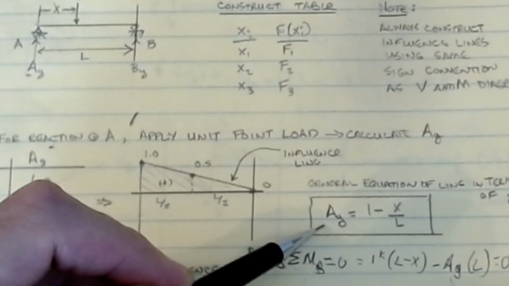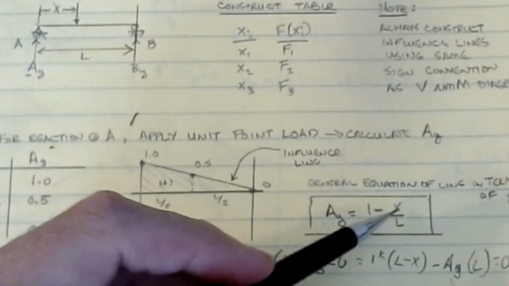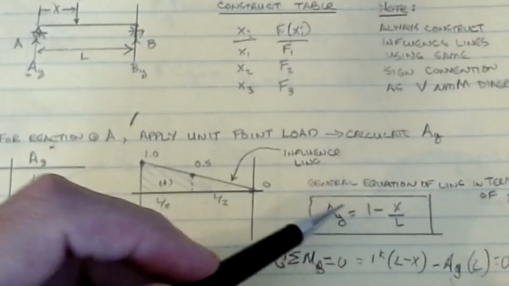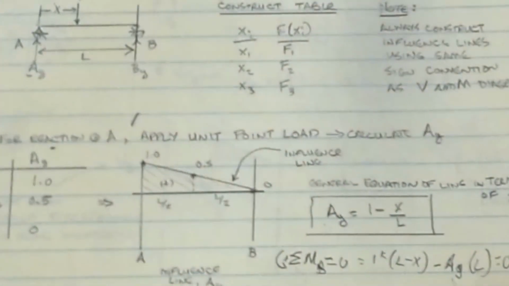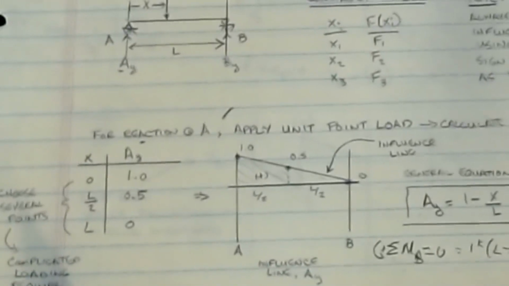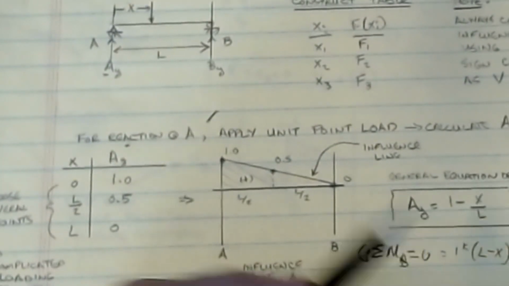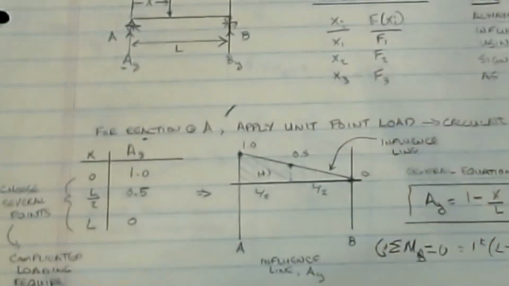And that tells me that the reaction AY varies as X varies. So at X equals 0, it's a certain value. At X equals L, it's another value. And I can generate a table of data that does this. Or if you just want to use basic algebra skills, you could plot this as a function. But I just chose to go ahead and do a table just to illustrate.